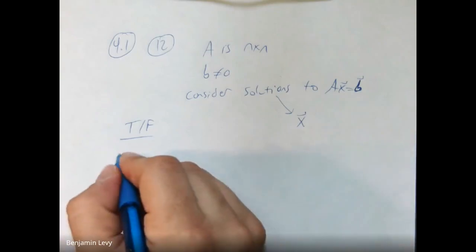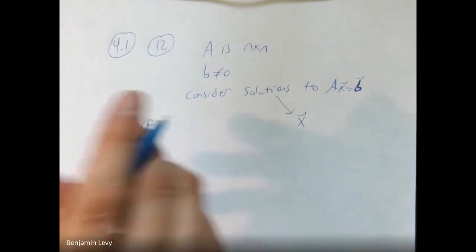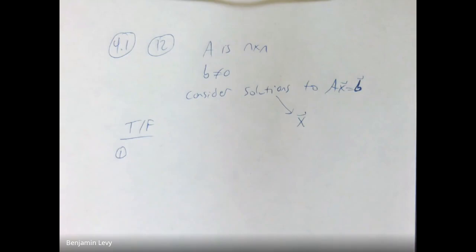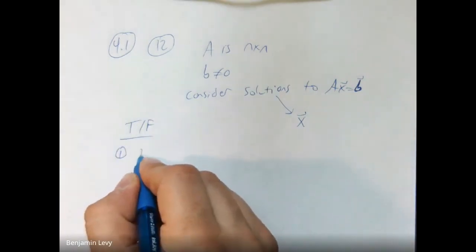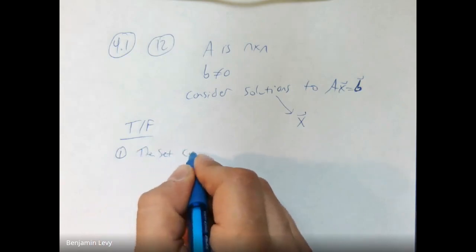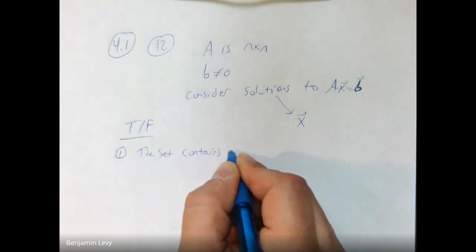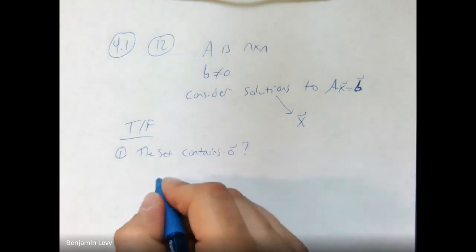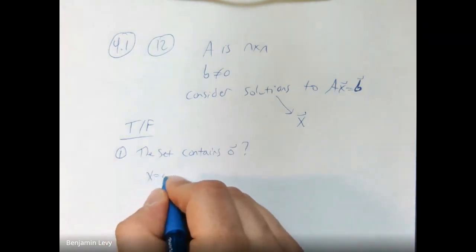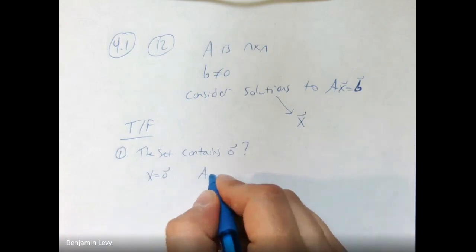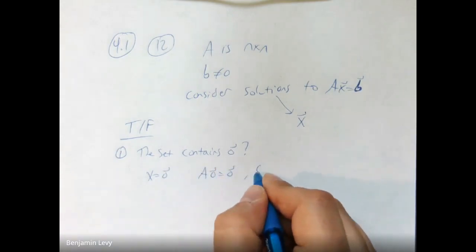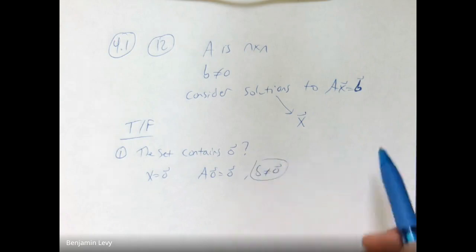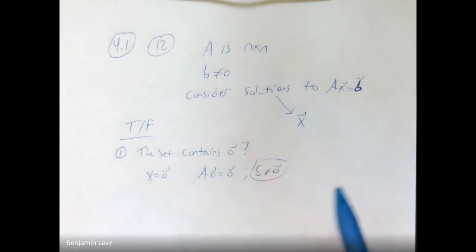And so the first question, the first true false thing, and it is a true false. Let me just make sure that you're correct, that they all are false. Let me just look at the answers real quick. Yes, they're all false. So the first one says, is it true that the set contains 0? So if X is 0 and you do A times 0, you get 0, but we just said that B was not 0. We're being told that B is not 0 as part of the problem, so that's why this one's false. You can't multiply A by 0 and get something that's not 0.